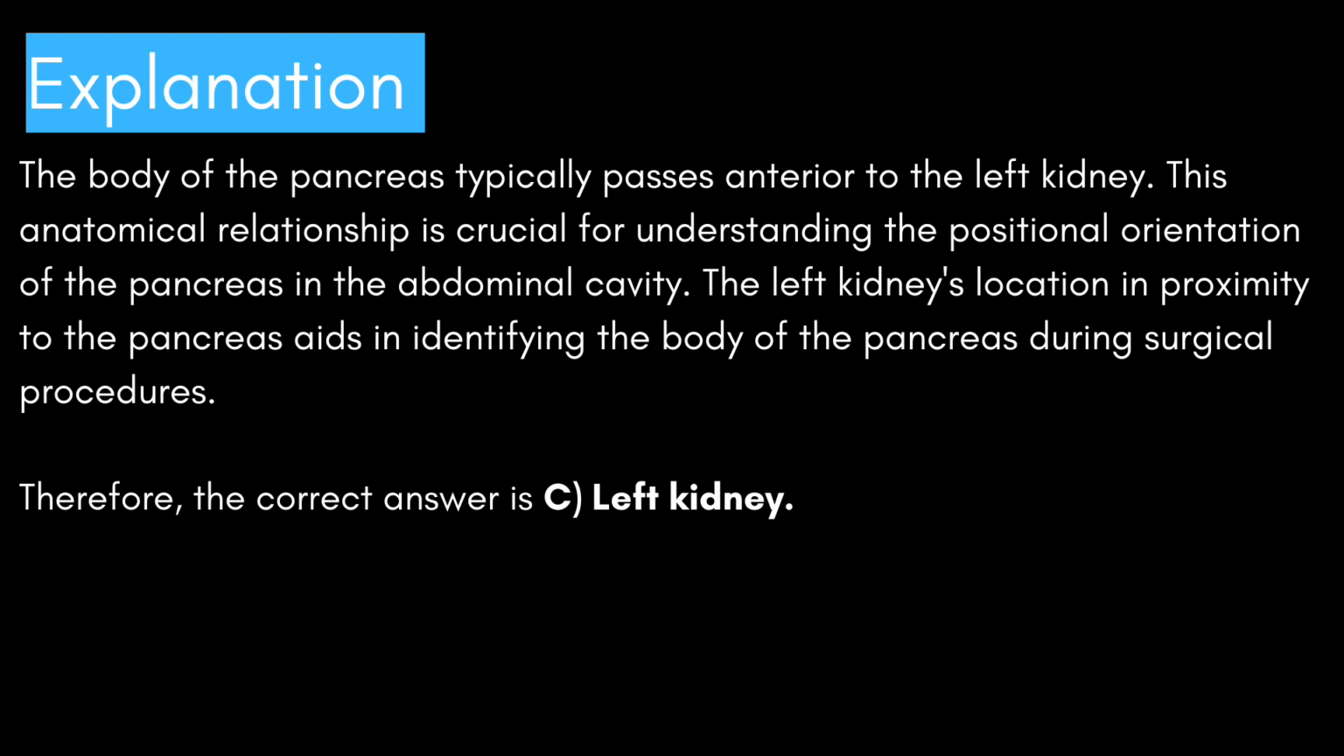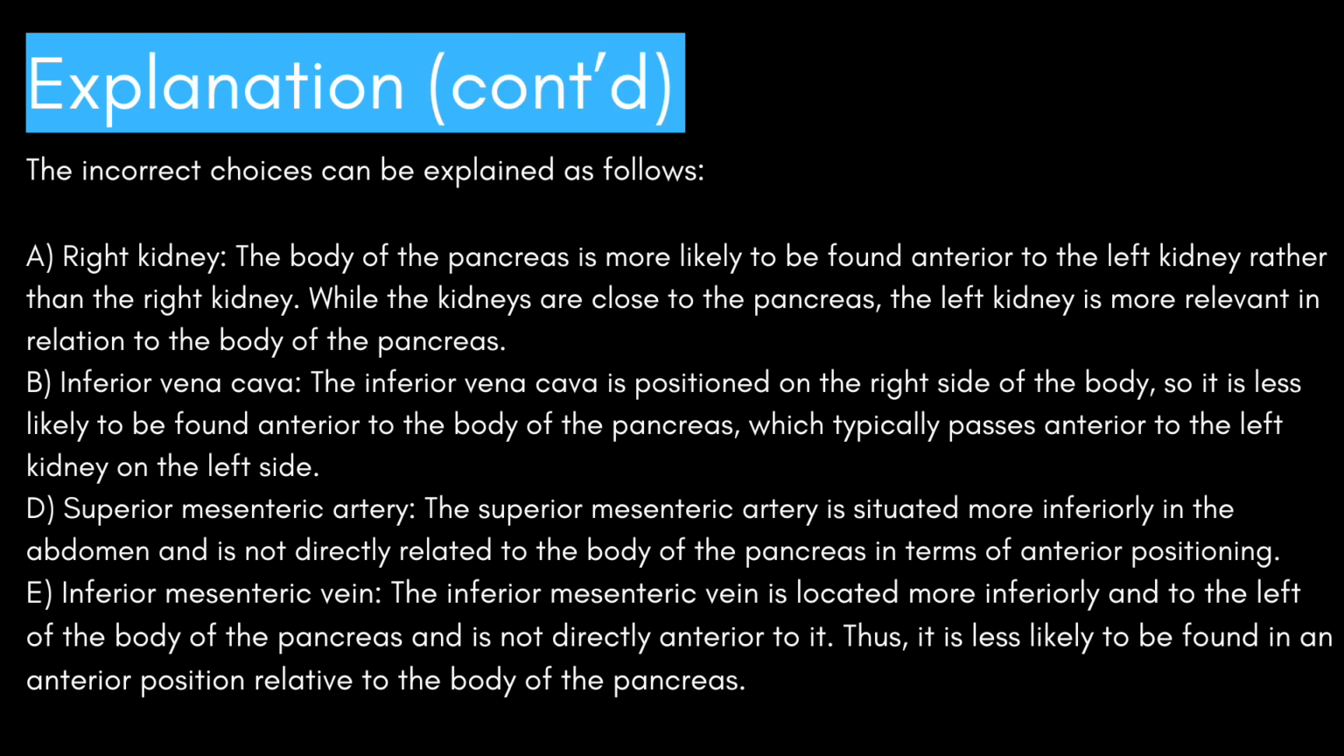All right, let's go ahead and see why the other answer choices are incorrect. The incorrect choices can be explained as follows. A, right kidney. The body of the pancreas is more likely to be found anterior to the left kidney rather than the right kidney. While the kidneys are close to the pancreas, the left kidney is more relevant in relation to the body of the pancreas.